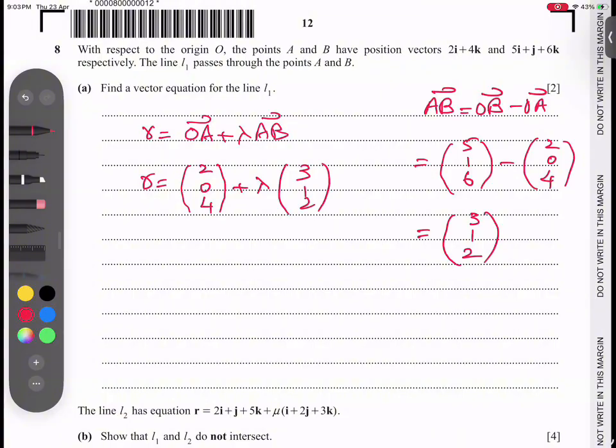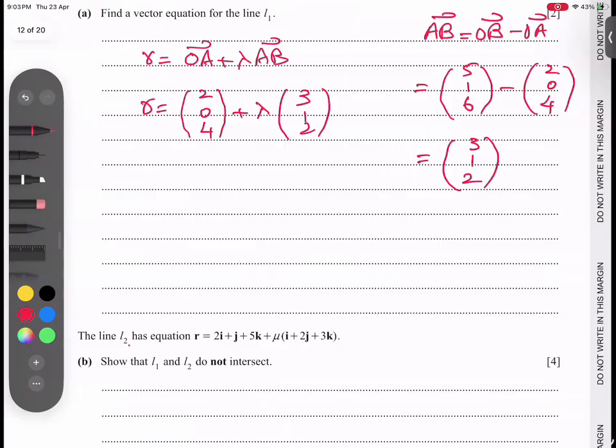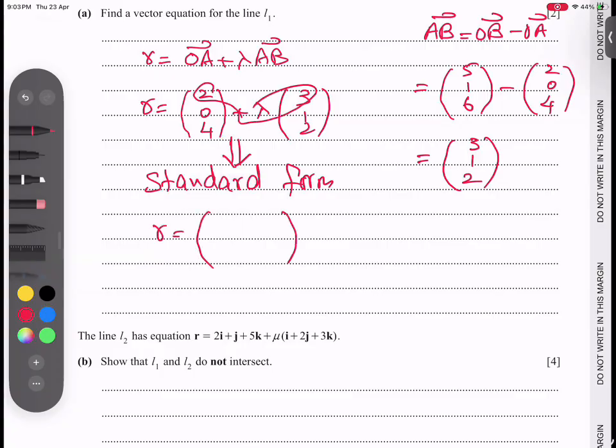Now, what is the next plan? He said L2 is this line. L1, L2 don't intersect, show it. So first of all, I will convert this line to standard form, and the other one as well. How to convert to standard form, students? You can see. From here 2 and lambda multiplied with that, add them. So 2 plus 3 lambda and 4 plus 2 lambda.